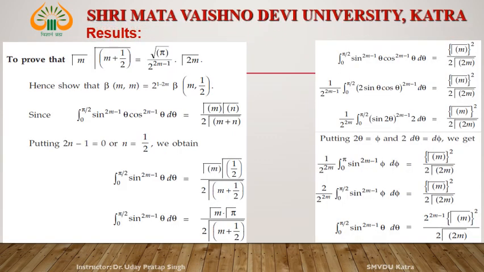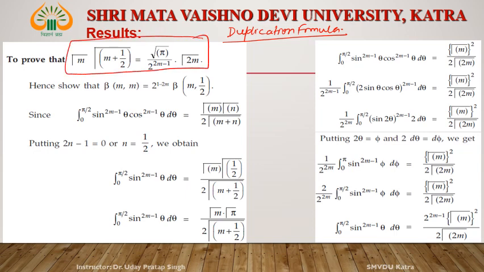Now see the important result. This result is known as the duplication formula. See how we will prove it. What is the duplication formula? First, remember the statement. This is the statement of the duplication formula: gamma of m plus 1 by 2 is equal to square root of pi, 2 to the power 2m minus 1, gamma 2m. And deduce this result.